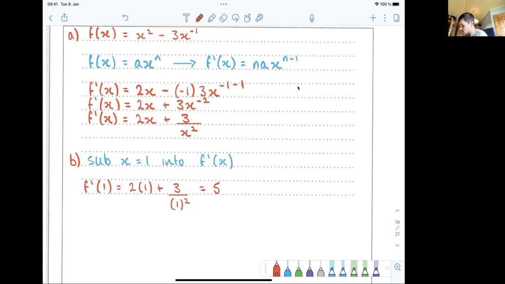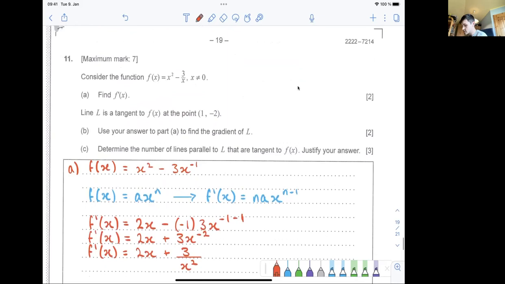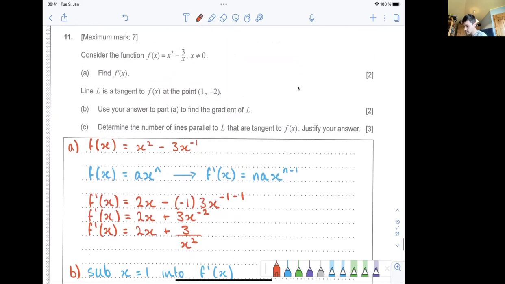And so now we can conclude that the gradient of our line L is going to be equal to 5. And there is the answer to part B.